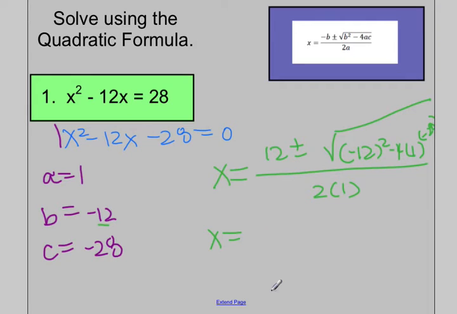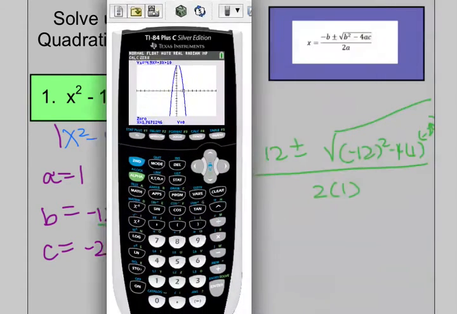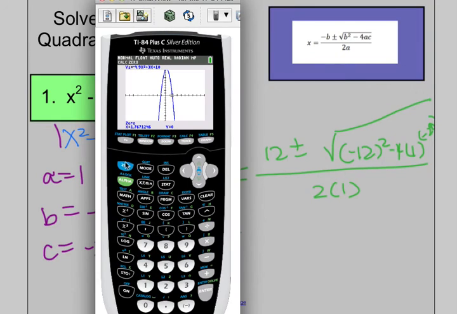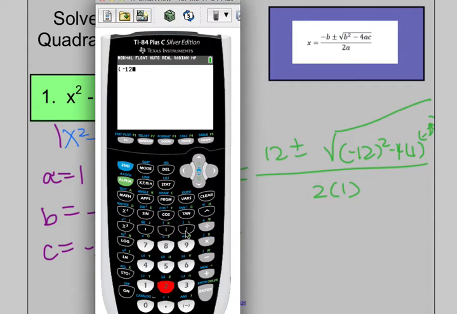So x is equal to, let's get out our calculator and type in what's underneath the radical. Especially when you have a negative, make sure you use parentheses. So we're going to do parentheses, negative 12, end the parentheses, squared, minus 4 times our a, which is 1, so I'm not going to write that one, times our c, which is negative 28. Okay, this is what belongs underneath my radical. It's 256.